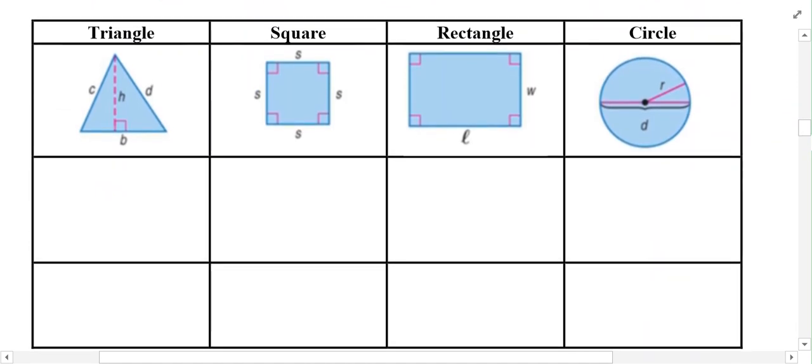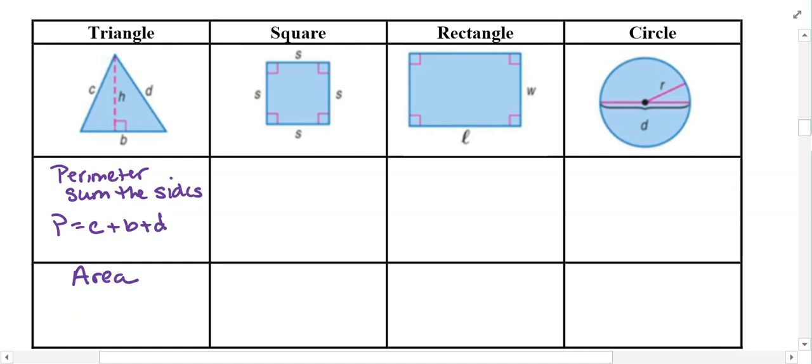This next chart is review. We're going to review the perimeter and area of these common polygons that we use all the time. And for the perimeter, we sum the sides. So in this picture, the perimeter would be C plus B plus D. Area of a triangle is 1/2 base times height. You could either write it that way or write it base times height over 2.